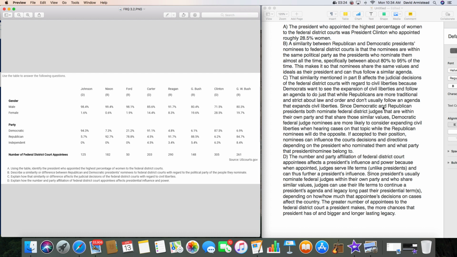Since Democratic and Republican presidents both nominate federal district judges that are within their own party and that share those similar values, Democratic federal judge nominees are more likely to consider expanding civil liberties when hearing cases on that topic, while the Republican nominees will do the opposite. If accepted to their position, nominees can influence the court's decisions and directions depending on the president who nominated them and what party that president nominee belonged to.